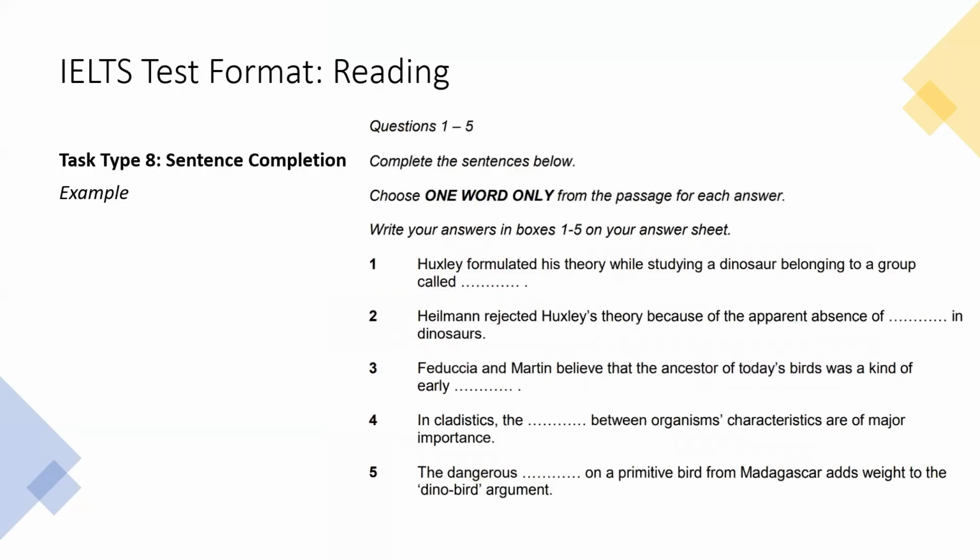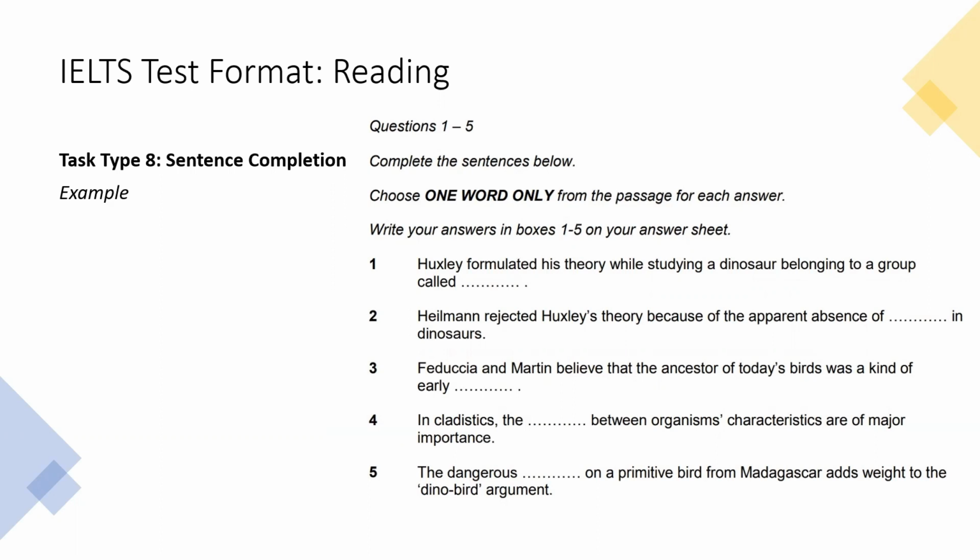One example is given here, sentence completion. Can you read it? Question 1 to 5. Complete the sentences below. Choose one word only from the passage for each answer. Write your answer in boxes 1 to 5 on your answer sheet. So we have 5 questions. We have to complete the sentences. How many words can we write?